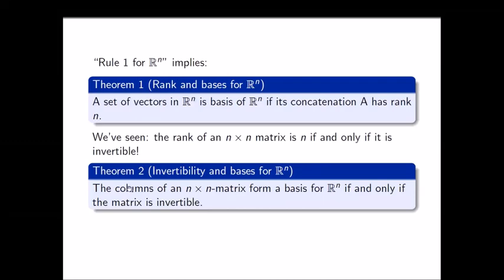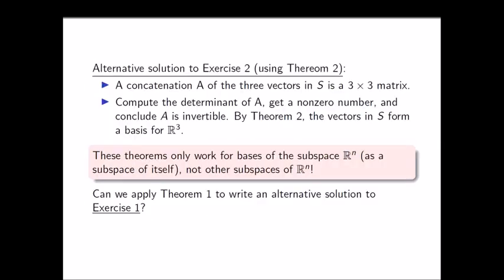So what this means is that if you have n vectors, they're going to form a basis for Rn if and only if their concatenation is invertible. And using this theorem, we can provide an alternative solution to exercise 2.